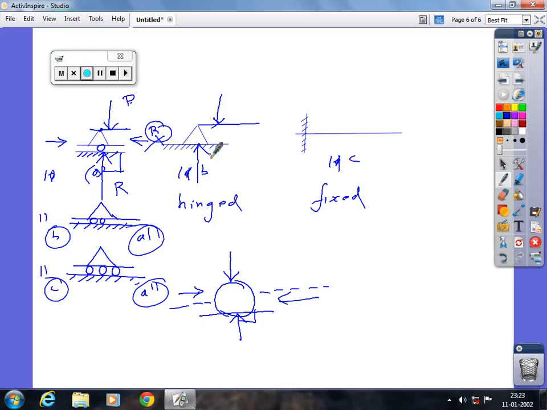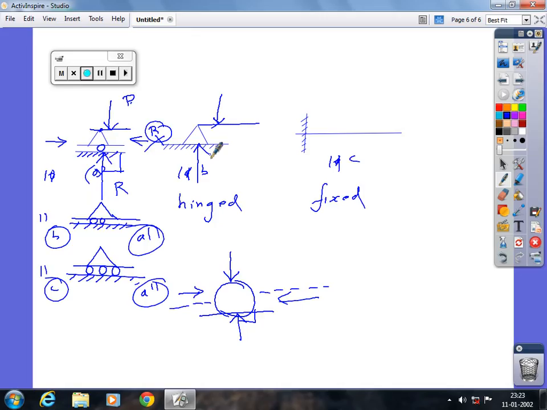And you can just make a note. A fixed support is as shown in diagram 11C. Full stop.